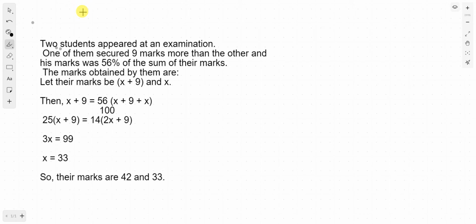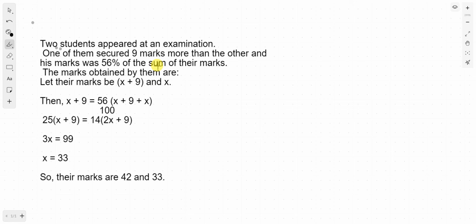So let their marks be x plus 9 and x. Now why did this x plus 9 come? It came because it is already given in the question that one of them secured 9 marks more than the other. So we will assume that if the other student's marks are x, then the first one is x plus 9.